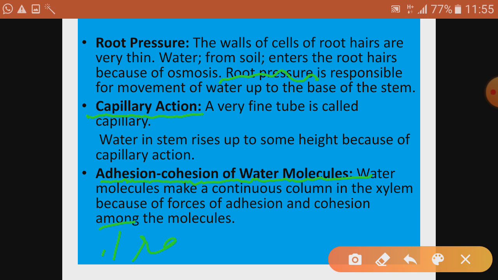Very important is transpiration pull. So one factor we have studied is root pressure. Root exerts some of the pressure and water moves in the xylem.